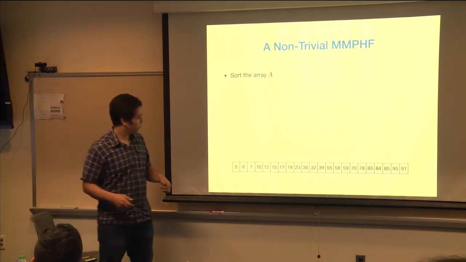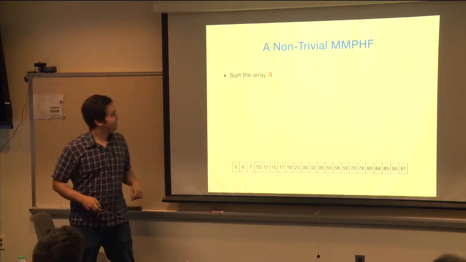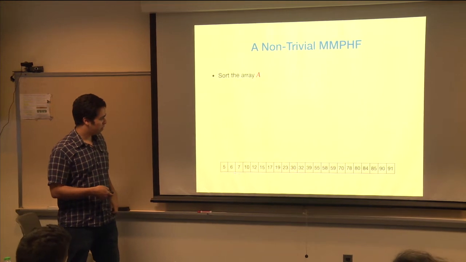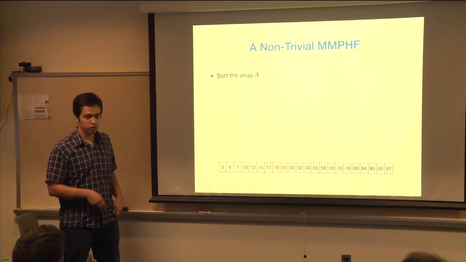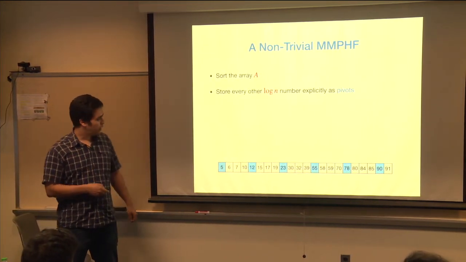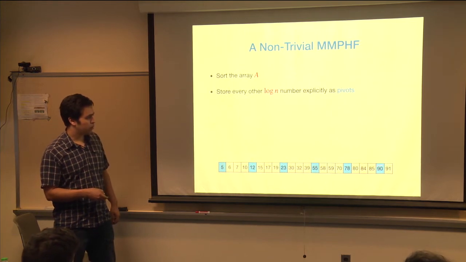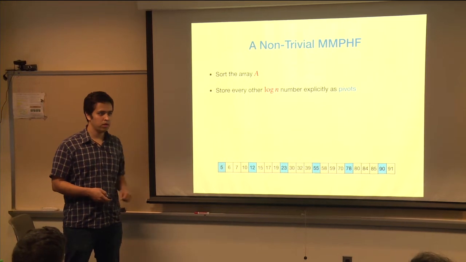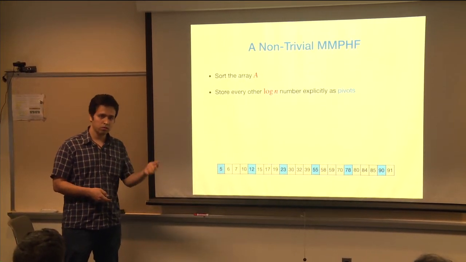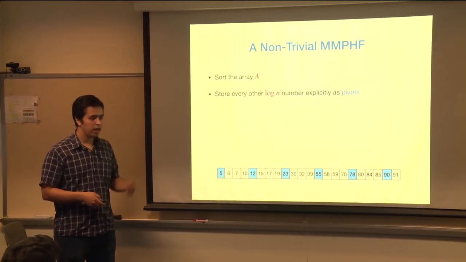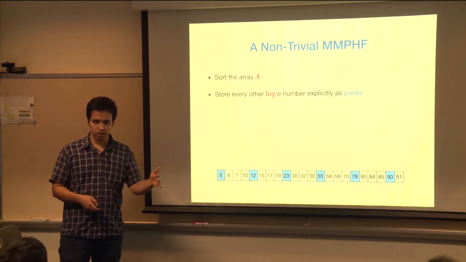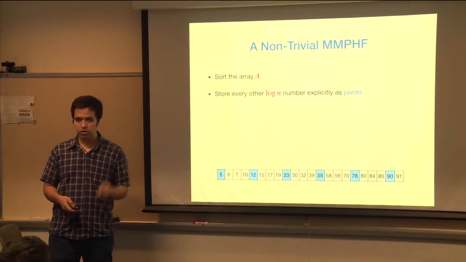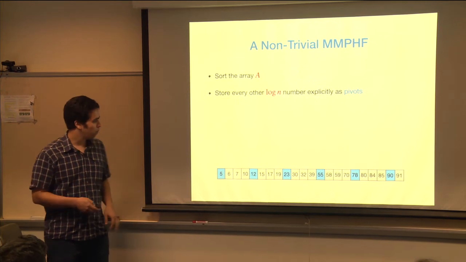Okay. So let me say that I give you this array. I'm going to sort it. Then every log n numbers, I'm going to store them explicitly. Again, think of u being poly n, so log n is okay for me. So I'm storing n over log n numbers explicitly. Each of them requires theta log n bits. I can store them. Sounds good?